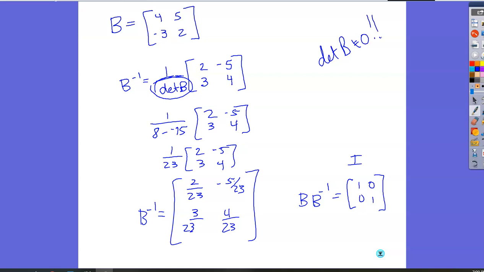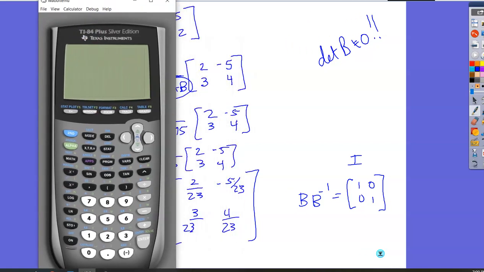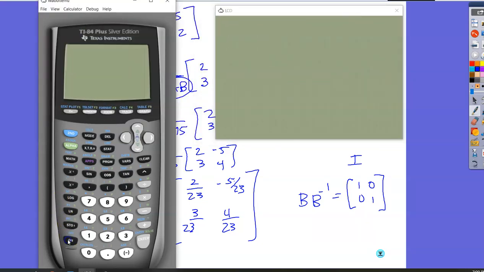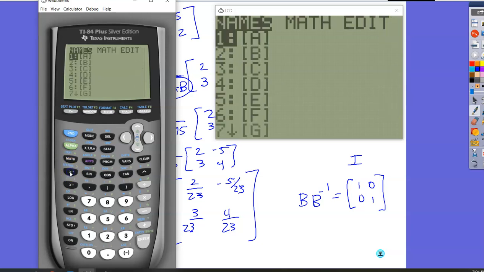Okay, so let's look a little bit about how we can do some of this stuff on our calculator. I'm going to do a few things and then I'll go on to the last little part. All right, so let's go first to the matrices place in our calculator. We find matrices by going second x inverse. Then we've got some columns that are names, math, and edit. Names are what you use to actually do the operations. Math are the operations, and edit is where we can create the matrices.